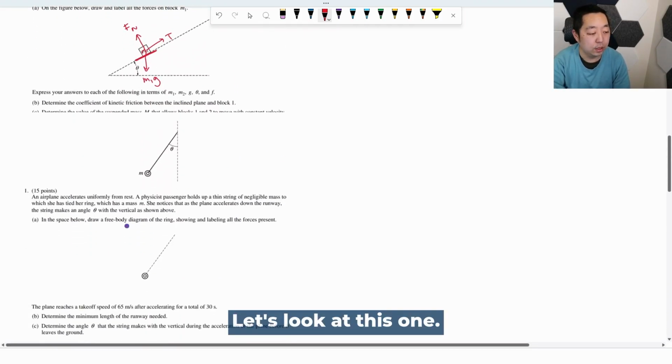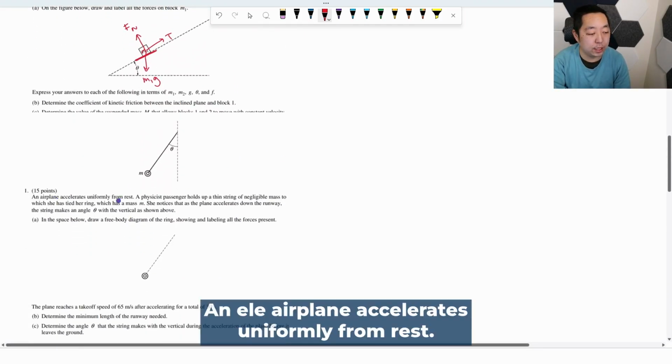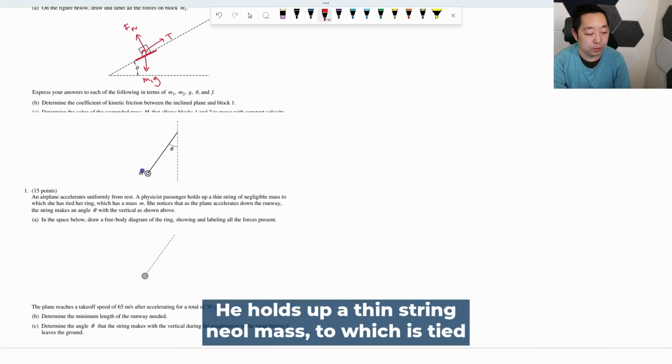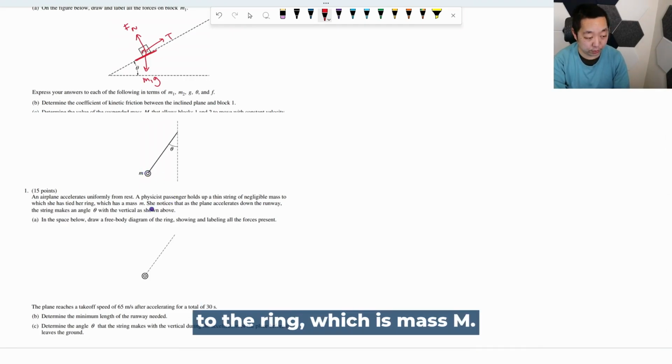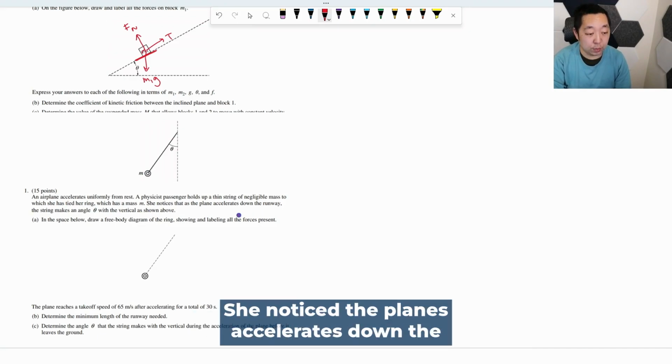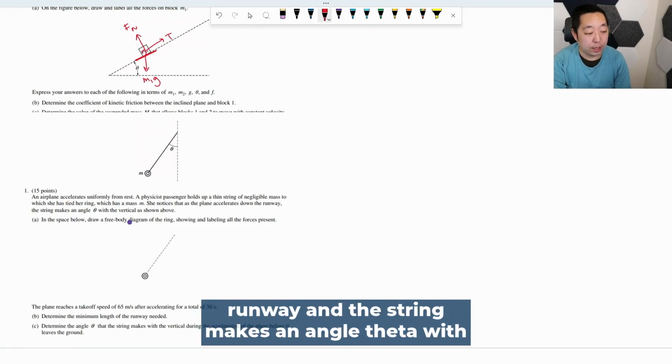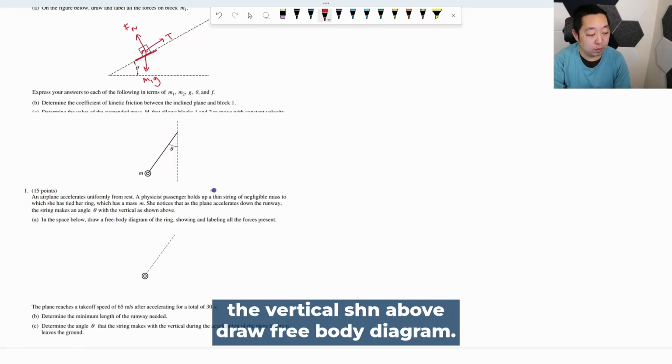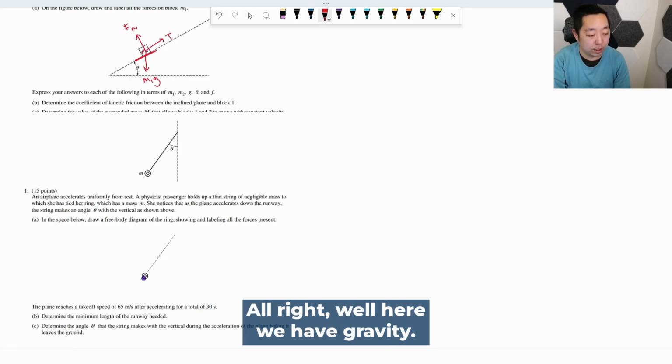Let's look at this one. An airplane accelerates uniformly from rest. He holds up a thin string, negligible mass, which is tied to a ring of mass M. She notices the plane accelerates down the runway and the string makes an angle theta with the vertical, shown above. Draw a free body diagram. All right, well, here we have gravity.